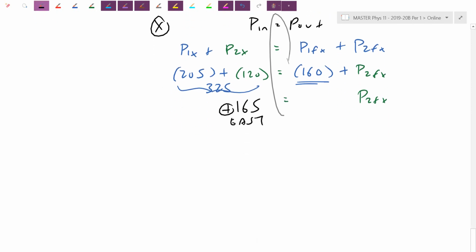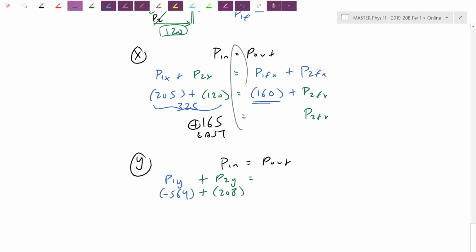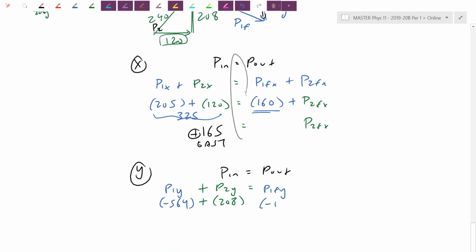Let's compare that to the y direction then. The y direction, again, the physics is P in equals P out. I have my numbers here. My P1y was a negative 564. He was actually going southward. My green skater was going upwards. He's trying to transition the momentum. He's trying to give it some upwards momentum. Let's call that P2y. Again, my first skater, this time he actually leaves with a negative 277. So P1 final y is a negative 277.